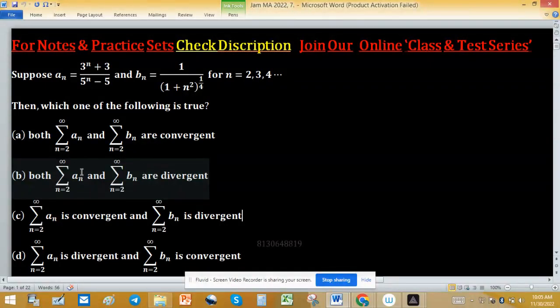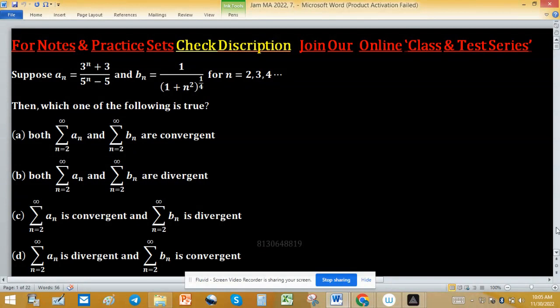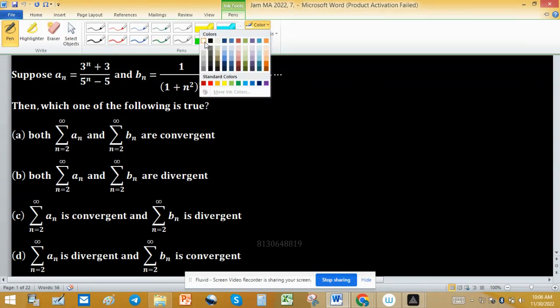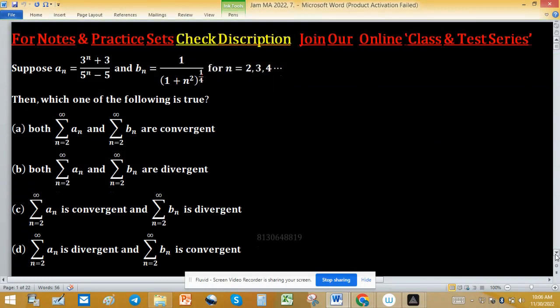An and bn are two sequences, and we define two series using an and bn, and we have to tell about the convergence of series an and bn. For this problem, if a series is convergent, then the limit of its nth term or sequence of partial sums is convergent. So we try to solve this problem.